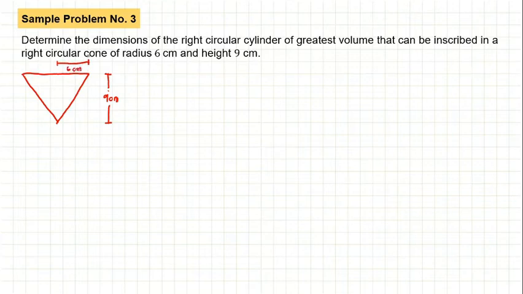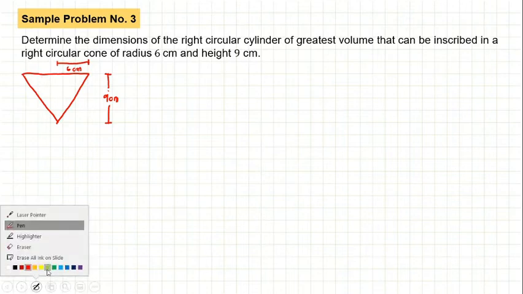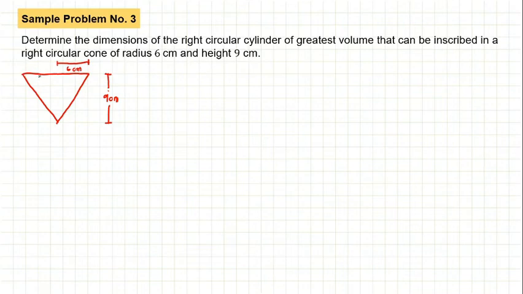Okay? And the right circular cylinder, ipapasok natin ngayon sa cone. So suppose this is our cylinder. So suppose ito ngayon yung cylinder natin. Ayan. So we now have a cone and a right circular cylinder. Okay? So we are done with our illustration. So let's proceed with the step 2. Use variables to label the unknown quantity. So first, yung unknown natin ay yung dimensions ng cylinder, right? And that is the radius and the height.